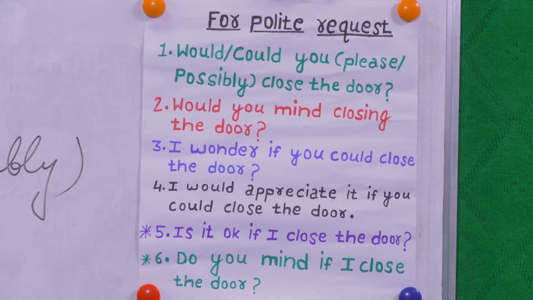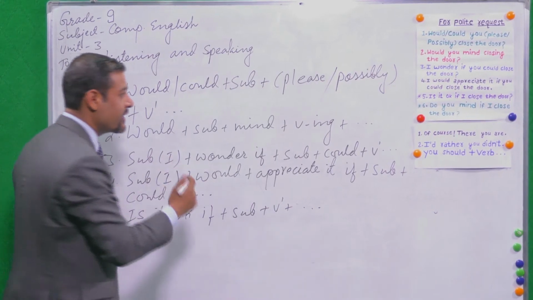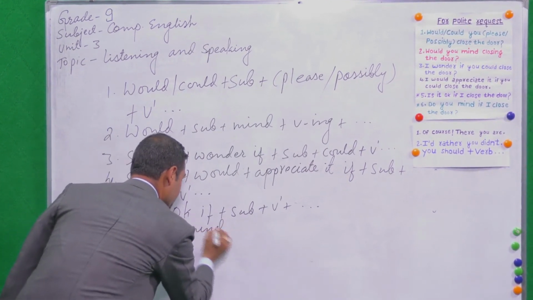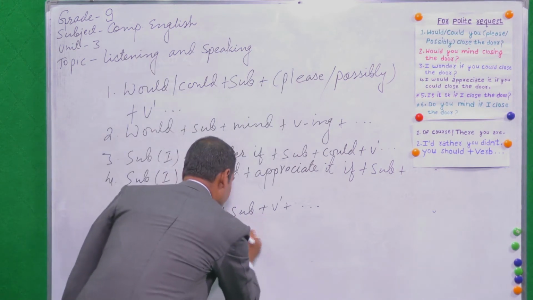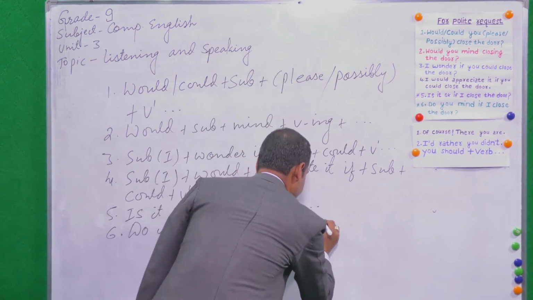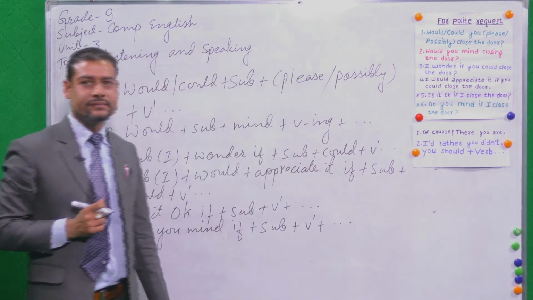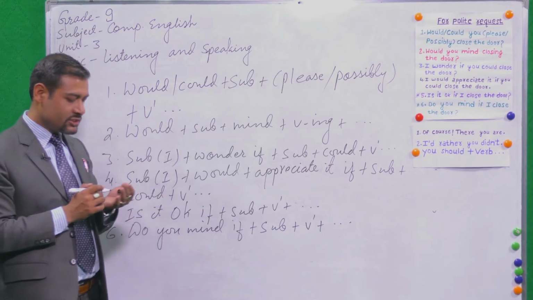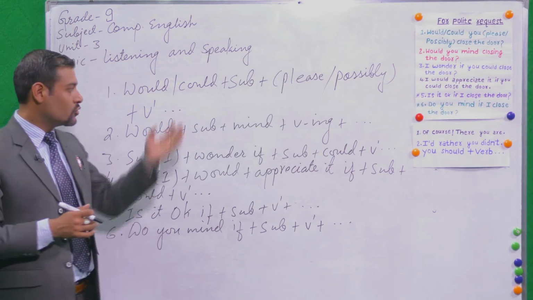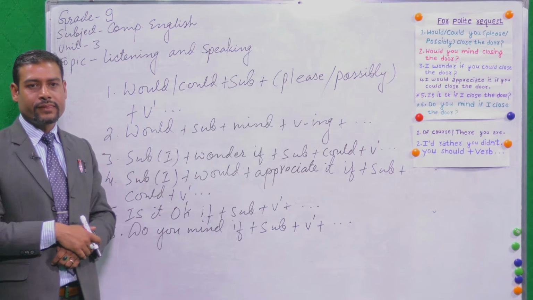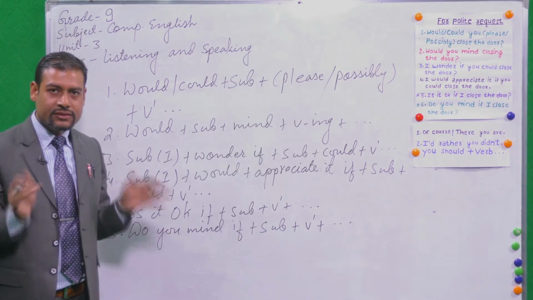So for number 6, what can be the structure? Please tell me. You are right. It can be, do you mind if plus subject, that is I here, plus verb plus and so on. So my dear students, you can see these structures, and I would like to request you to note down all these structures in your notebook, please. Have you written them down? Good.